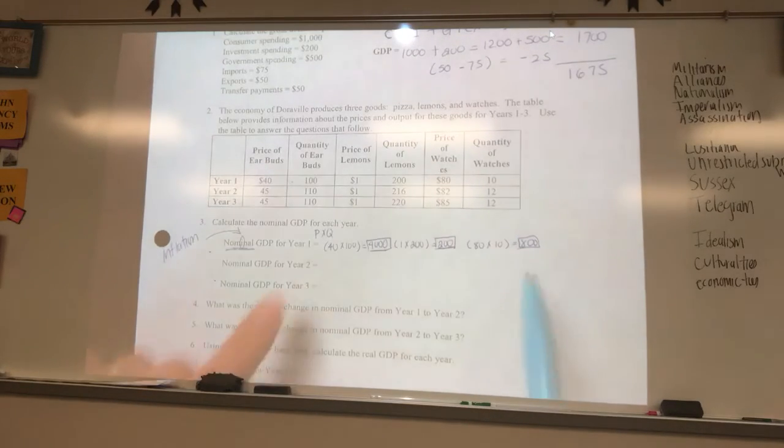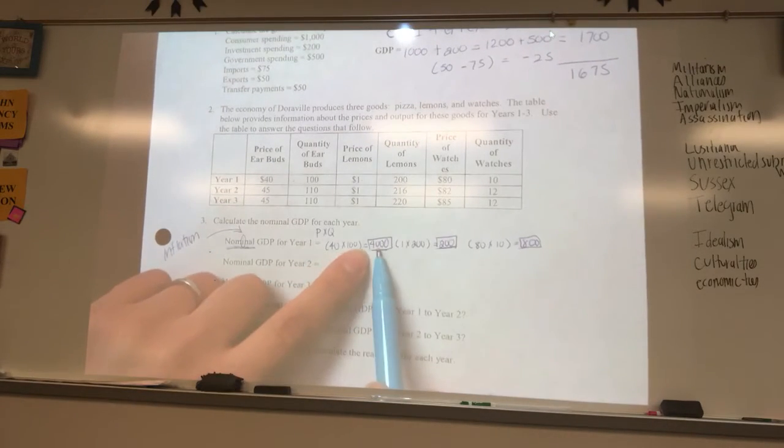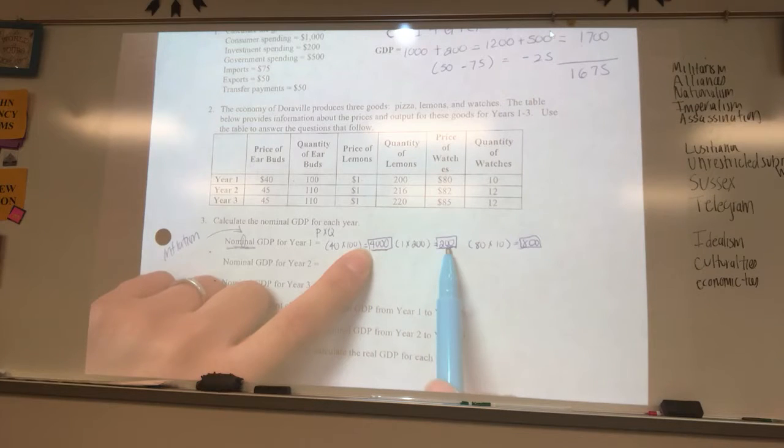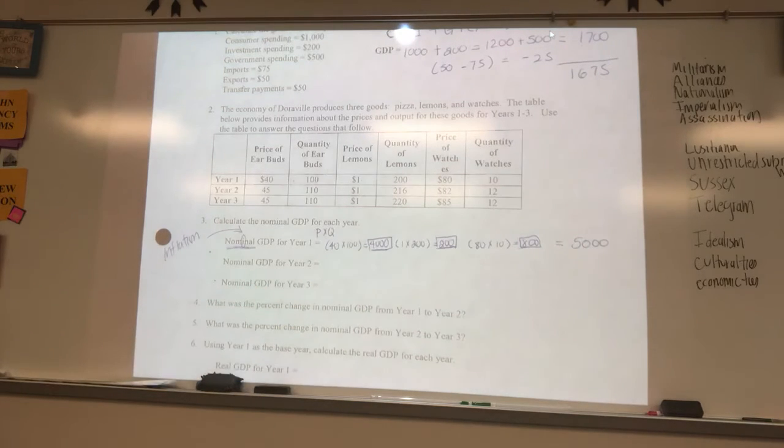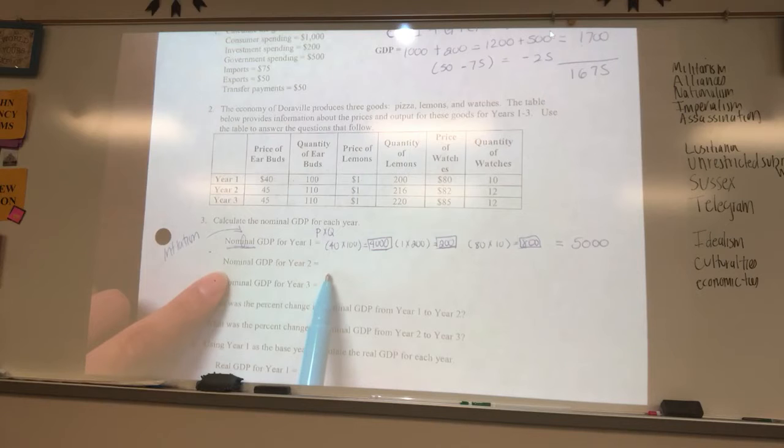Now I take all of these numbers, right? 4,000 plus 200, that gives me 4,200, right? Plus 800, that's gonna give me this year's GDP of being 5,000. Do we all get that? Do we know how to get nominal GDP? Okay, I want you to try for the next 2 lines. I just showed you and modeled how to do it, so I want you to try for the next 2 lines.